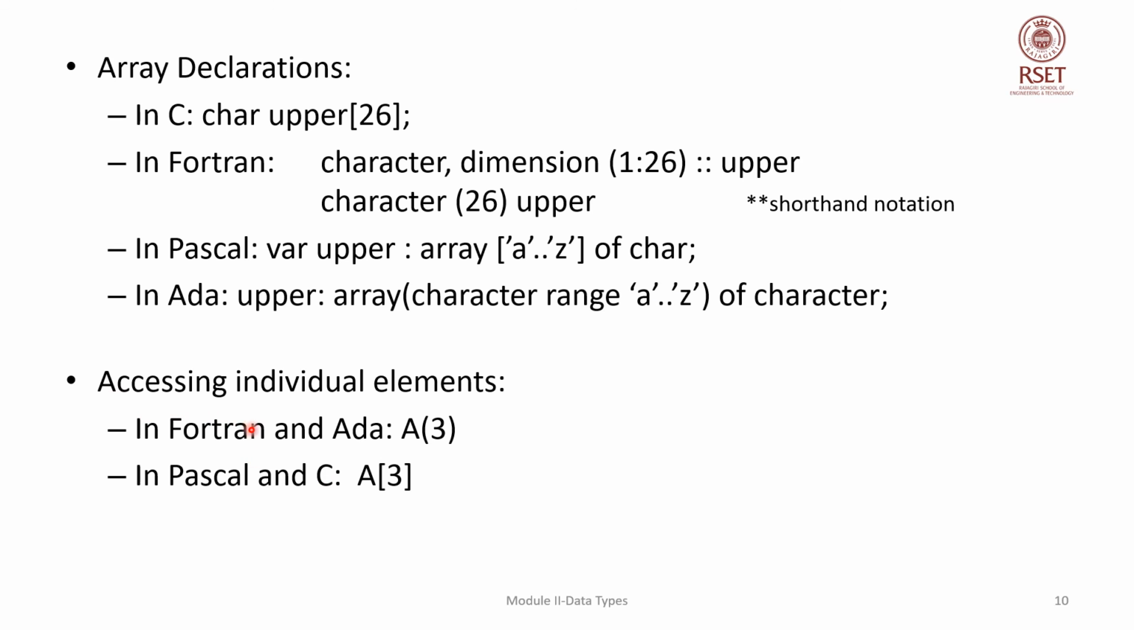Then accessing individual elements. For example, if you want to access the third element of an array A, in C and Pascal we use A of 3, where 3 is within square braces, and in Fortran and Ada we use the 3 within simple braces.